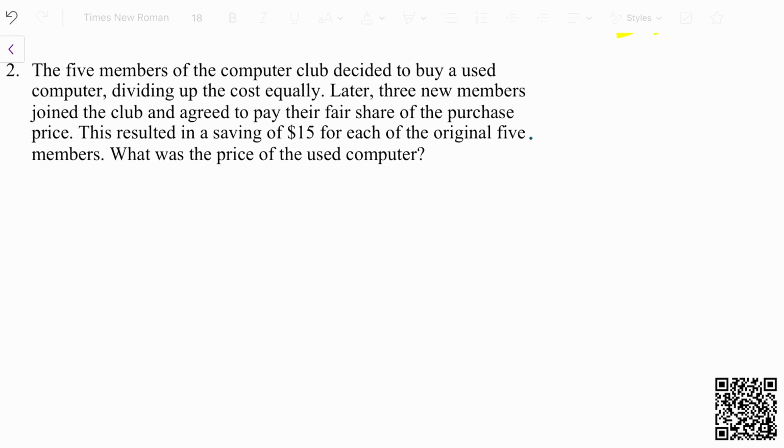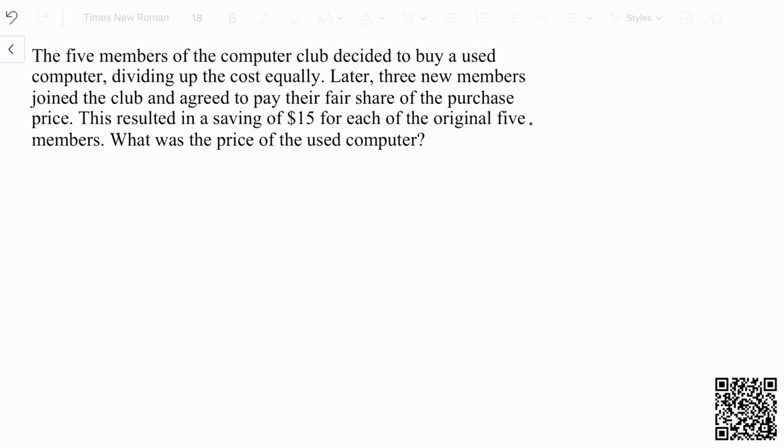The 5 members of the computer club decided to buy a used computer, dividing up the cost equally. Later, 3 new members joined the club and agreed to pay their fair share of the purchase. This resulted in a saving of $15 for each of the original 5 members. What was the price of the used computer?